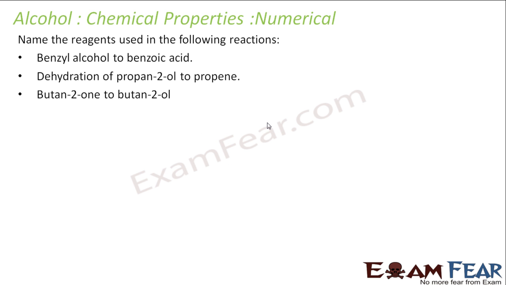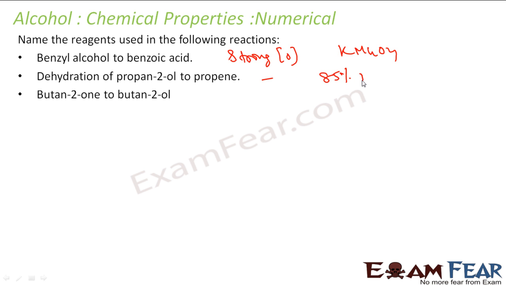So again, you have to tell the reagents for the following reactions. Benzyl alcohol to benzoic acid. Again, alcohol to acid directly, I need a strong oxidant, and this can be KMnO4. Right? Dehydration of propan-2-ol to propene. I know for this I need phosphoric acid, sulfuric acid, like that. And this is propan-2-ol, a secondary alcohol, so 85% phosphoric acid is good. We have seen these reactions.